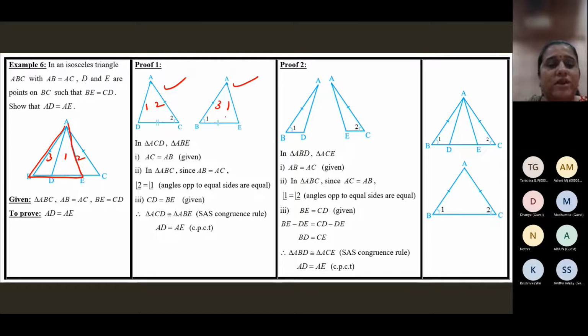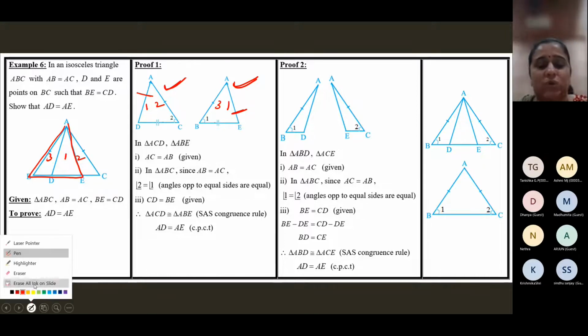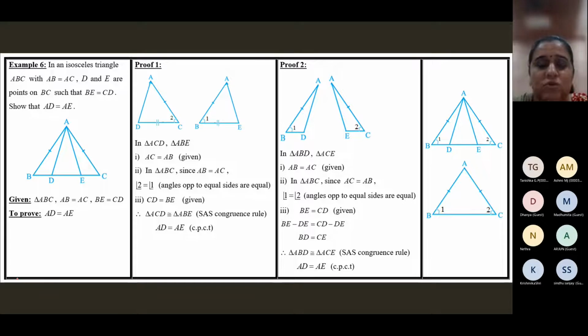Now, why do we take up these two triangles? Because this triangle has AD and this triangle has AE. So we are going to show that these two triangles are congruent to each other. And once they are congruent, their corresponding sides will be equal and their corresponding angles also will be equal. So when you have to show that two sides or two angles are equal, you select two triangles, one which has the first side or angle and another which has the second side or angle. Show that they are congruent and hence the two sides or the two angles are equal. So here we have taken this triangle which has AD and this triangle which has AE.